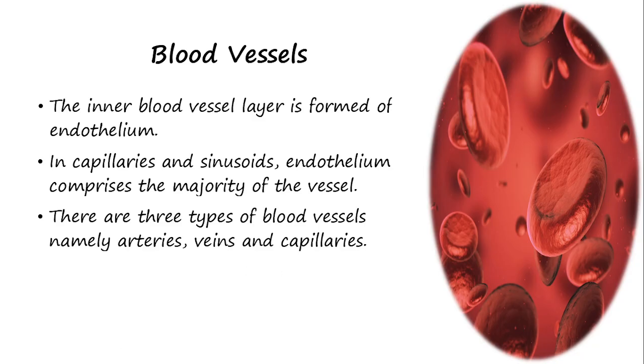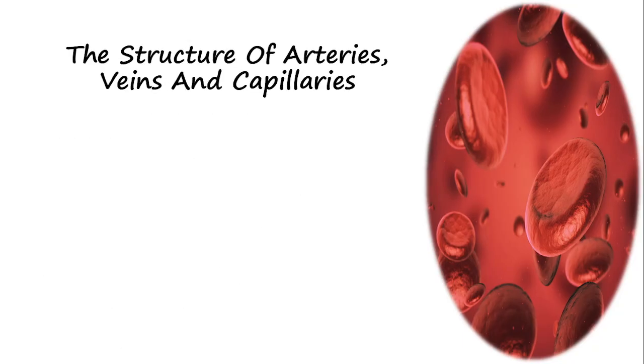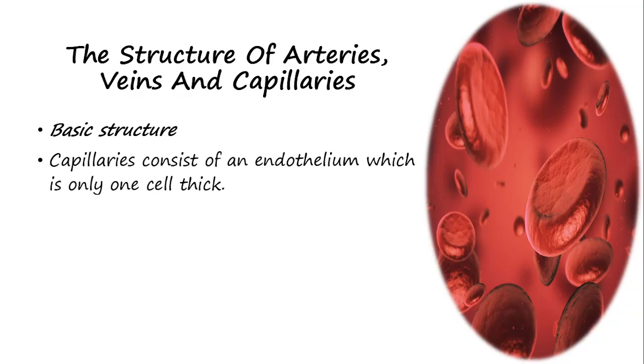These are the main blood vessels in our bodies that help to carry the blood throughout the entire body. Each of these vessels has different functions and different structures. So let's see the structure of the arteries, the veins, and the capillaries. We'll start with the basic structure for all of them. In terms of the capillaries, they consist of the endothelium, which is only one cell thick.